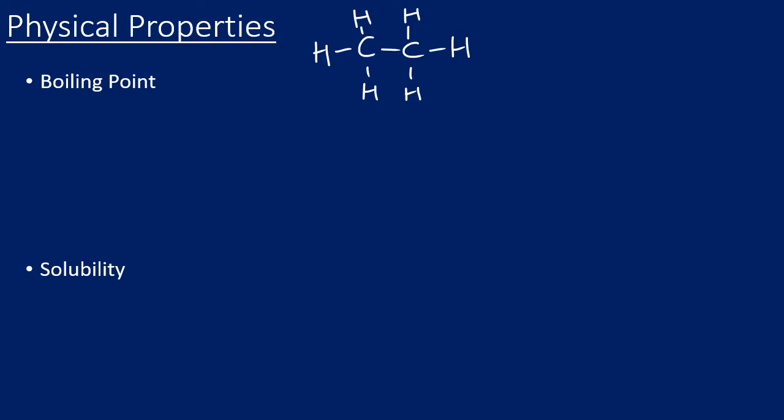Now, in terms of the trend in the boiling point, as the chains get longer, the boiling point increases, and that's because the molecules are bigger, they have more electrons. The more electrons you've got, the stronger the van der Waals, and therefore the higher the boiling point.